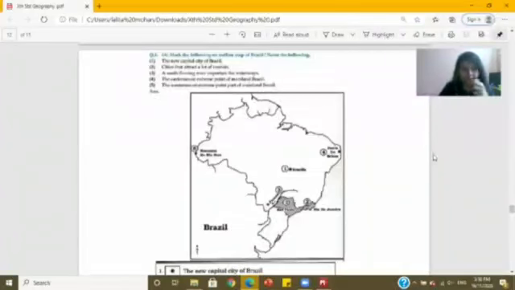Question number 4A, which is a map based activity. There are 5 questions. The new capital city of Brazil, cities that attract a lot of tourists, a south flowing river important for waterways, the easternmost extreme point of mainland Brazil, the westernmost extreme point of mainland Brazil. So, this is map marking activity.